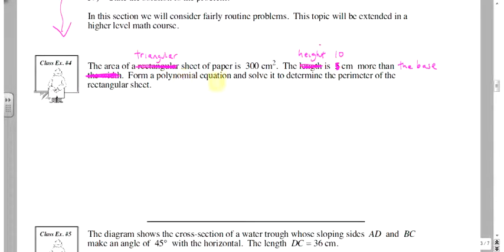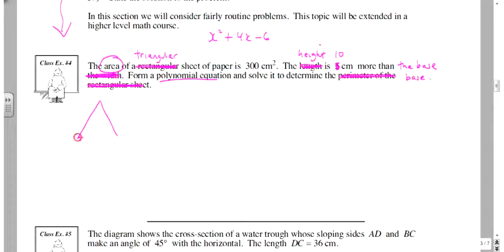Form a polynomial equation. We've been doing these for days, right? That's a polynomial equation. I don't know if it factors or not, but don't get confused. That's all we mean. And solve it to determine the, well, I could ask you to get the perimeter of the triangle, but for our first one, let's be a little easier. To determine the base, okay? All we want to know is the base. There's a relationship between base and height of a triangle. I'm talking about the area. We want to start there.